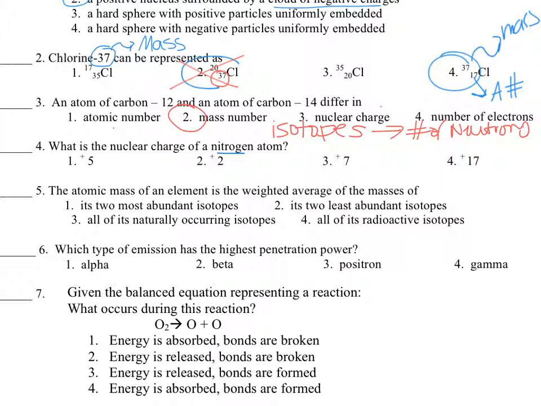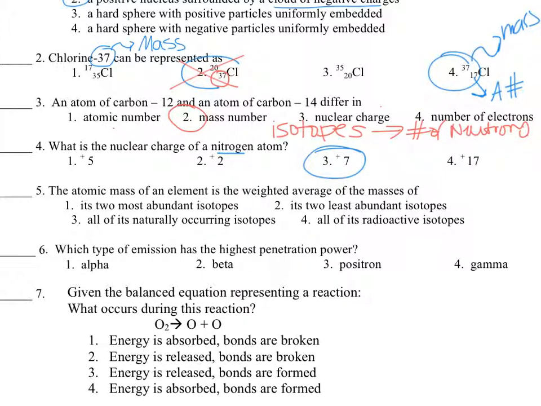Okay. Number 4. What is the nuclear charge of a nitrogen atom? Well, the nuclear charge means just the charge on the nucleus, and so that will be just the protons involved in a nitrogen. And since nitrogen has 7 protons, it will have a +7 nuclear charge.